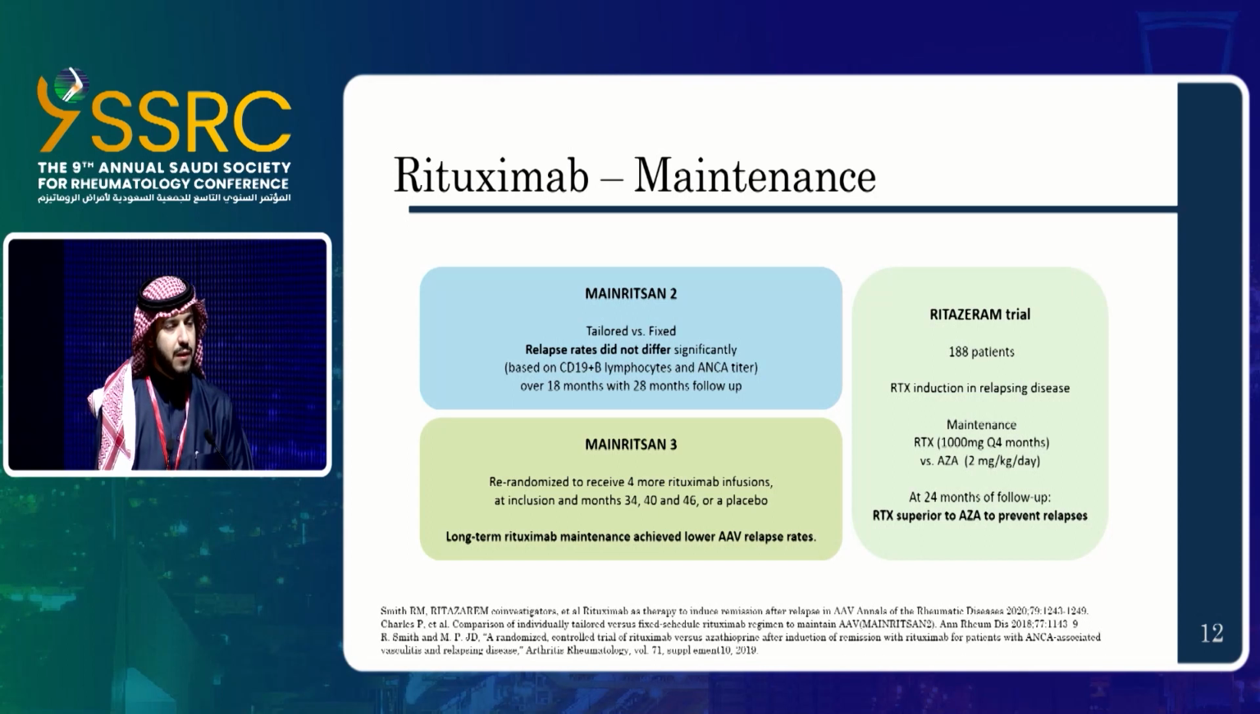Similar to the first MAINRITSAN trial, the RITAZAREM trial included 188 patients who were induced with rituximab, and then they were randomized to either receive rituximab 1 gram every 4 months or azathioprine 2 milligram per kg. And similar to MAINRITSAN, rituximab was superior to azathioprine. This was published at ACR 19 as an abstract, still awaiting the final report of the trial.